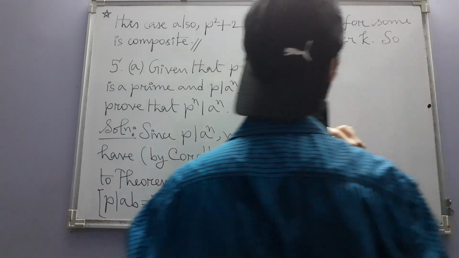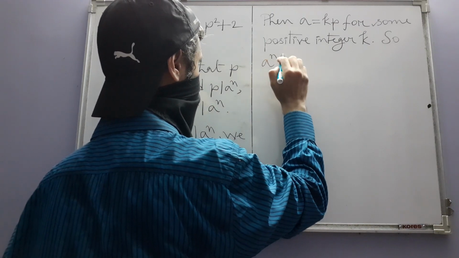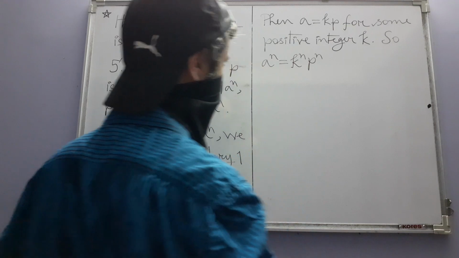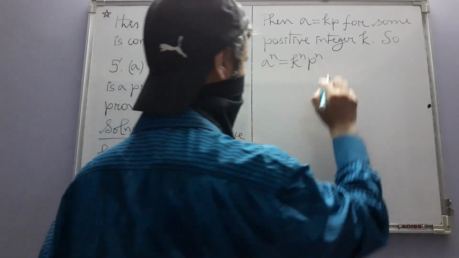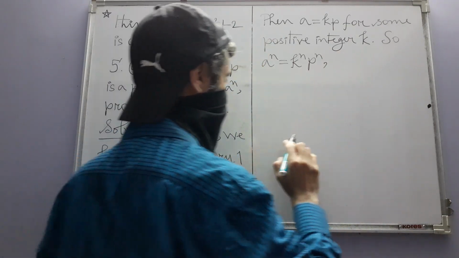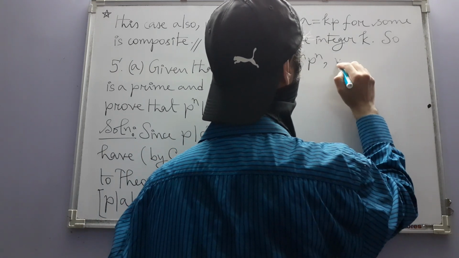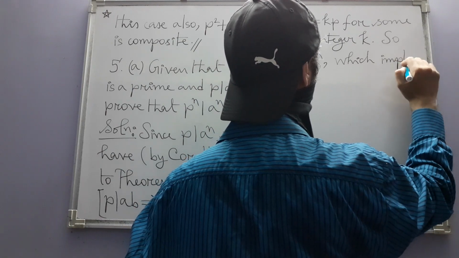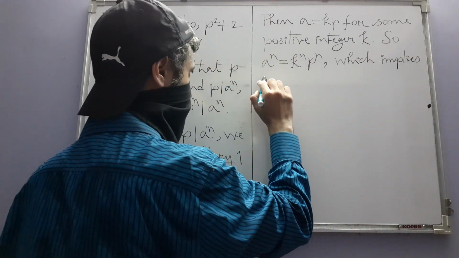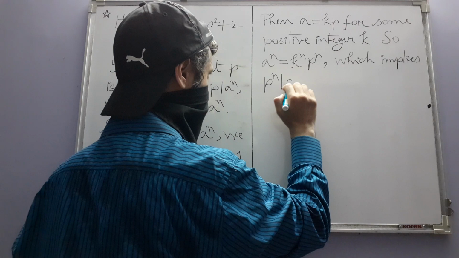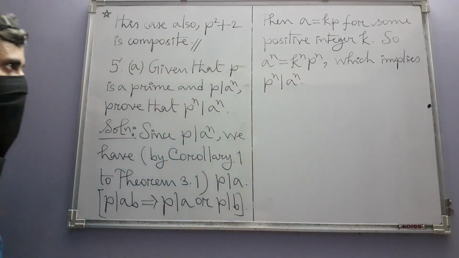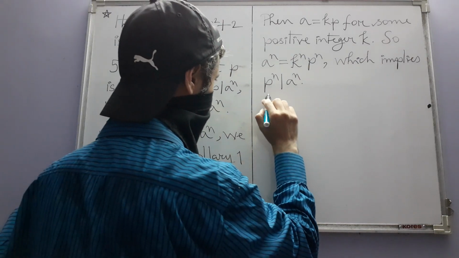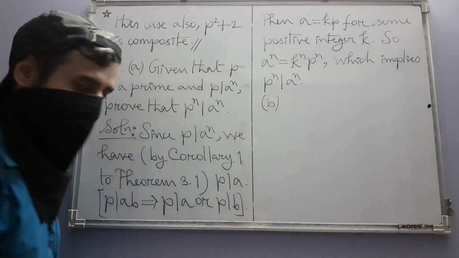So here we have just raised both sides to the nth power, which directly implies that p to the power n divides a to the power n. So that's what we wanted to show. Now let's see part B.